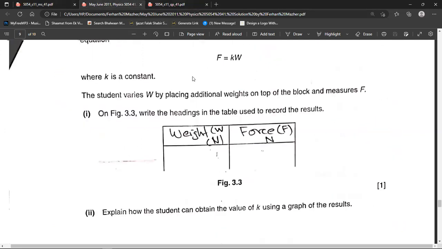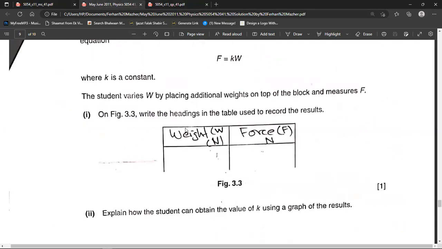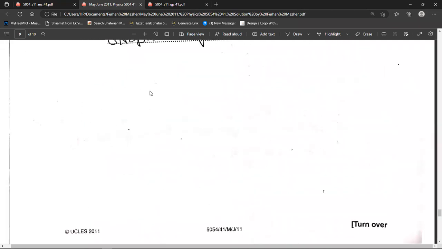You see, try to understand this point. K will be F by W, so this F must be on the y-axis. If you take F on the y-axis and W on the x-axis, then the gradient of that graph will be equal to K. But if you take W on the y-axis and F on the x-axis, then the gradient of that graph will be equal to 1 by K, because K is F by W. So keep F on the y-axis and W on the x-axis, then the gradient of that graph will be equal to K. Simple, I hope you understand.